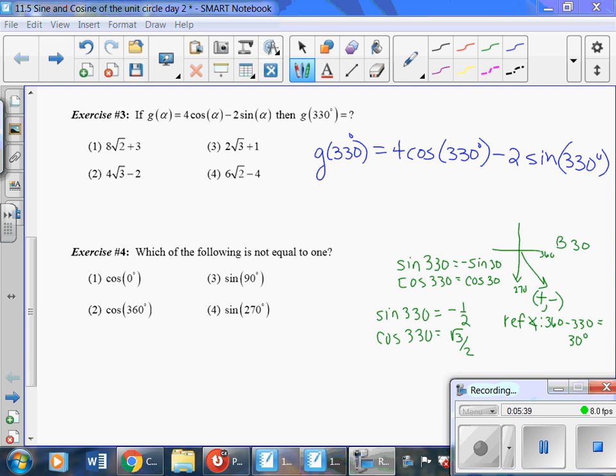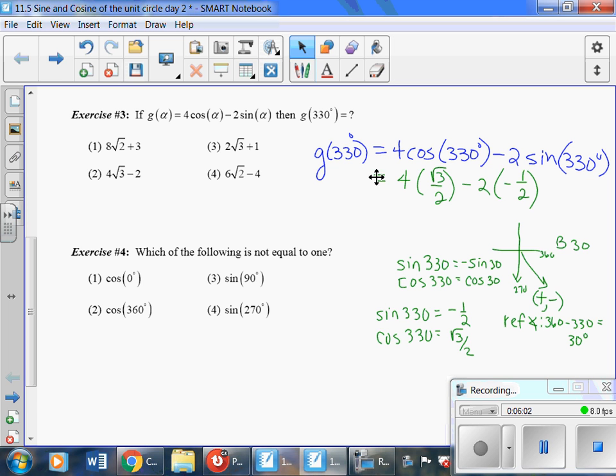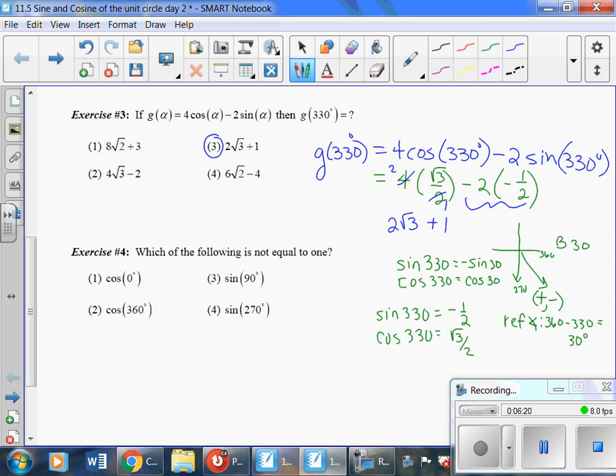So now that we have our values, we can do our substituting. So 4 times the cosine of 330, which we said was radical 3 over 2, minus 2 times the sine of 330, which we said was negative 1/2. Now you're going to have to make sure you're putting this into a calculator, but it does not want it in decimal form. So you have to make sure you're simplifying it. You can put this in the calculator, but radical 3 has to stay a radical 3. So when you do 4 times radical 3 over 2, this becomes 2 radical 3, and negative 2 times negative 1/2 is plus 1. So here's our answer right there.